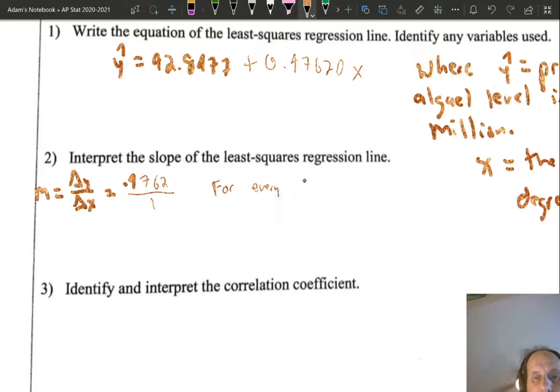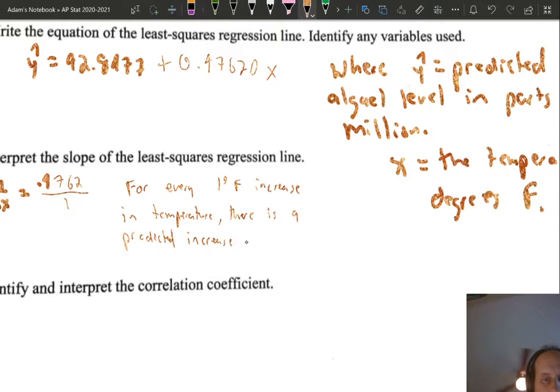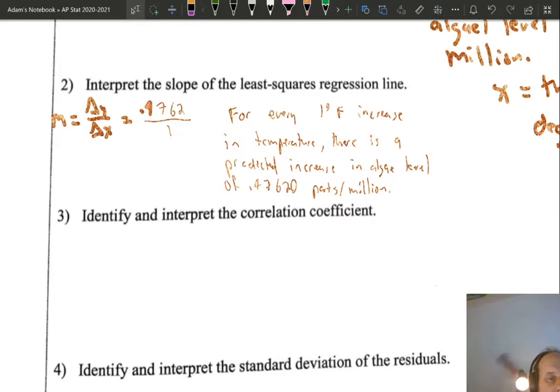For every 1 degree Fahrenheit increase in temperature, there is a predicted, remember, we're talking about a least square regression model, it's y hat, so there is a predicted increase in algae level of 0.47620 parts per million. Okay, good enough.